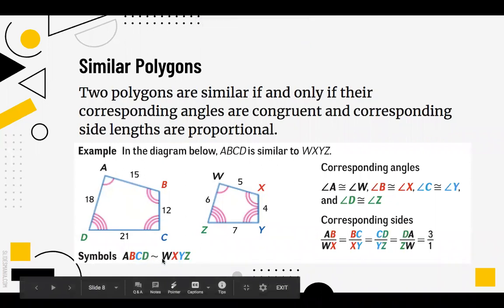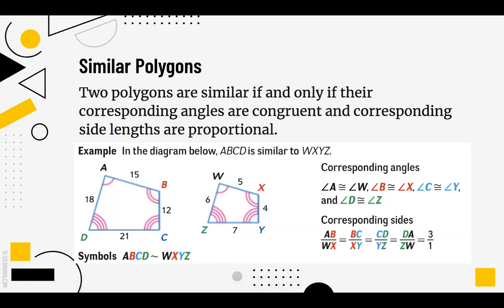So do y'all see this little line right here? It is the squiggle that is next to the 1 on the keyboard. That is the symbol to show that two polygons are similar. So ABCD is similar to WXYZ. And if we think about it, the congruent sign is that symbol with the equal sign underneath. So it's similar to that congruent symbol, okay?